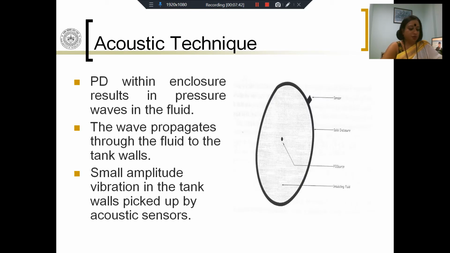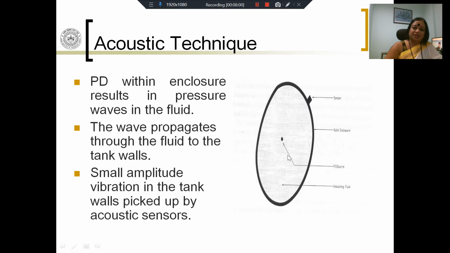Now we come to a completely non-electrical technique, the acoustic technique. When you have a partial discharge happening inside a metal enclosure, this metal enclosure may be filled up with some kind of a fluid. It can be a gas. Mostly it will be gases. It could also be liquids.